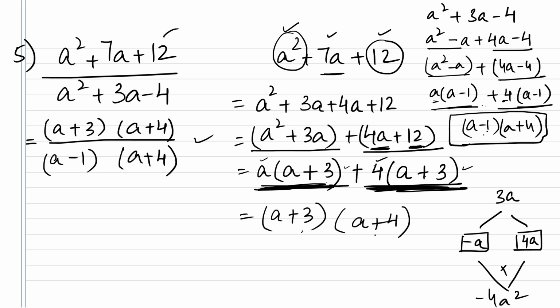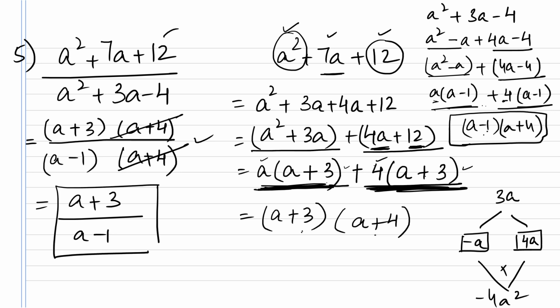And now if you look closely at numerator and denominator, are we finding something common which can be cancelled? Of course, these two brackets. A plus 4 divided by a plus 4 is 1, gone. So my answer is a plus 3, a minus 1. This is my answer. So this is another method in which the numerator and denominator were factorized first using the method of splitting the middle term, and then the common factor a plus 4 was cancelled in the last, and we arrived at our answer a plus 3, a minus 1.